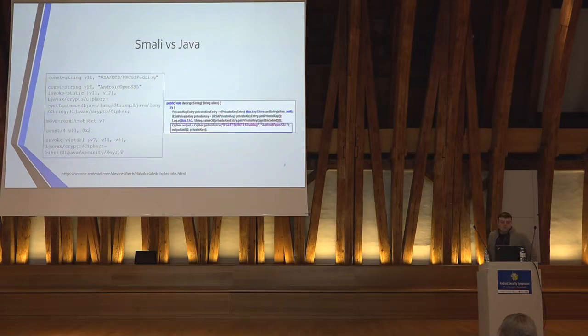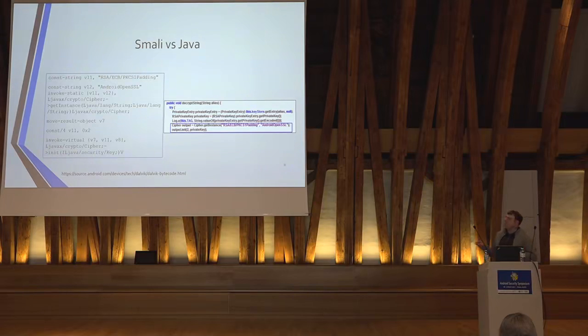So we said a few words about Smali. Smali is very similar, I guess, in a way to assembler. It's instructions of the Android Java virtual machine. So if you use a decompiler, you might get code something like this. This is getting a private key and then doing some encryption with it. So the equivalent of those two lines of code is all of this. So Smali is a lot more wordy.